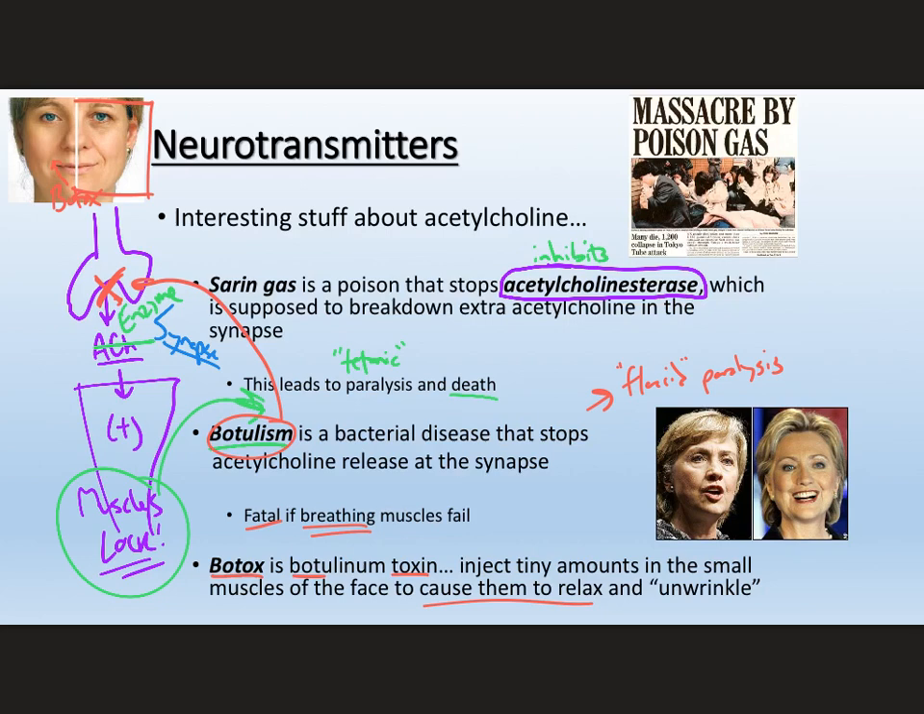A lot of people, when Hillary Clinton was running for president, talked about the Botox work she had because she all of a sudden had a less wrinkly face. But as you might guess, you got to be certified to be able to do this. You can't just run around injecting Botox into people, because if you do, you could cause something bad to happen.